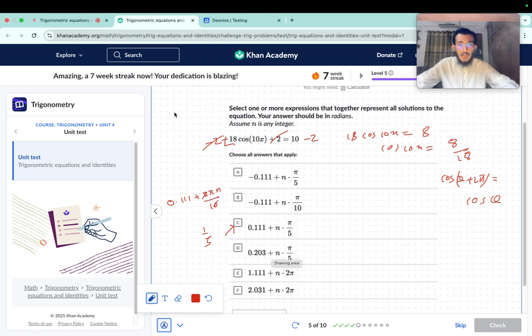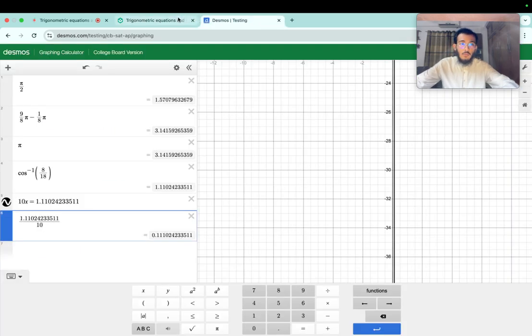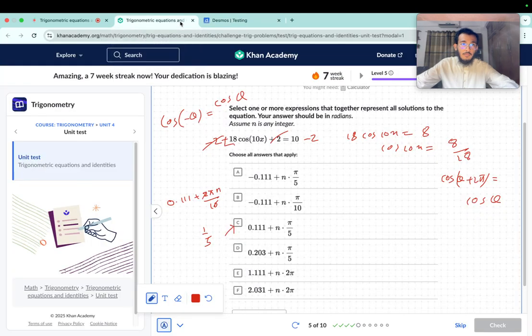Now we have another formula, or identity: cos of negative theta equals cos theta. If you want to use this, then cos of negative theta is the same as cos theta.